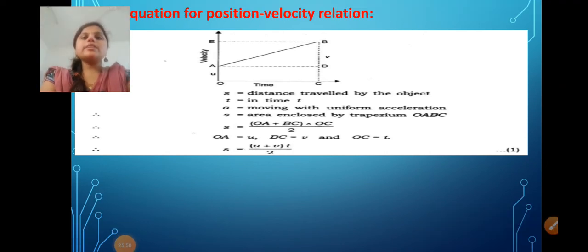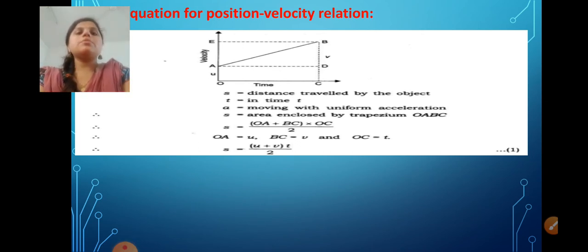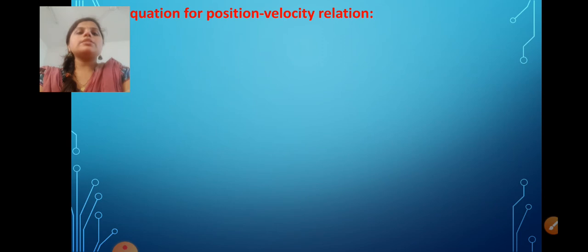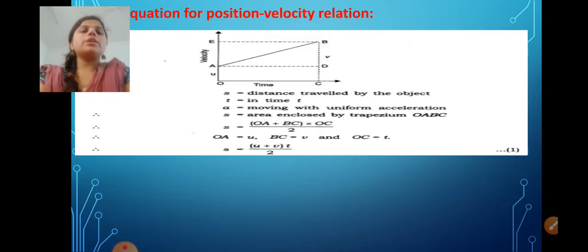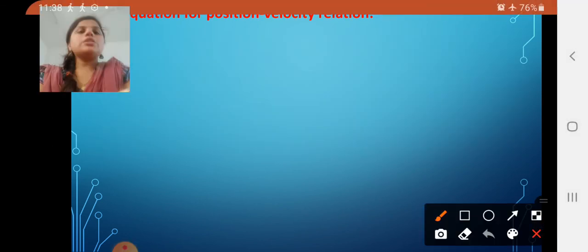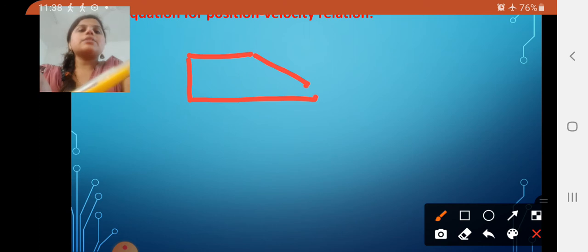So dear students, in this concept you must know about the trapezium. What is the area of a trapezium? Dear students, I am going to show you. First you must know what the trapezium is. This is the trapezium.